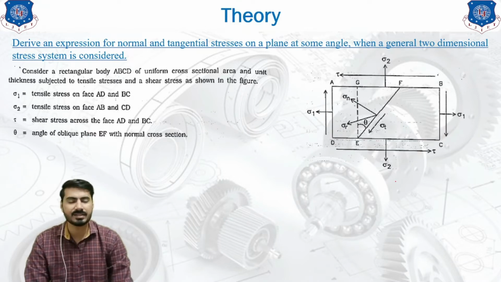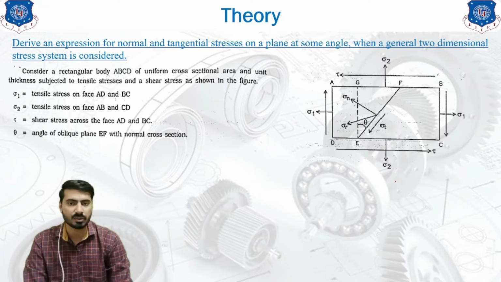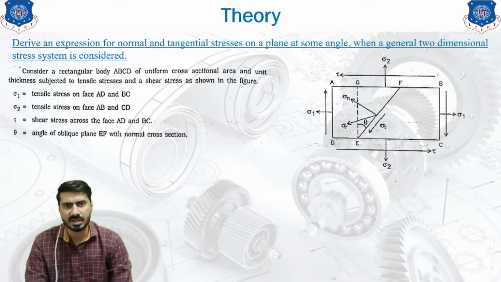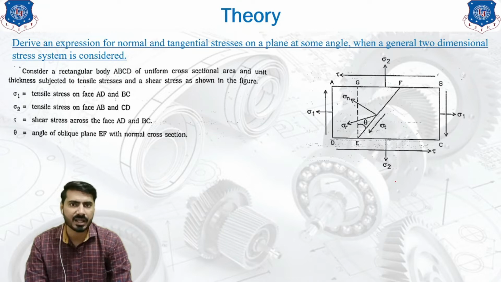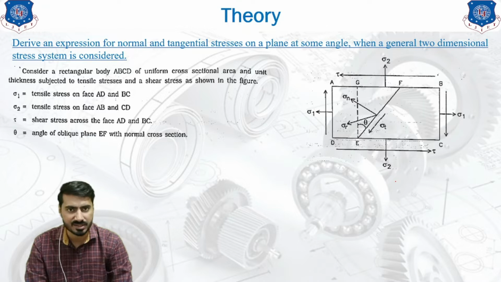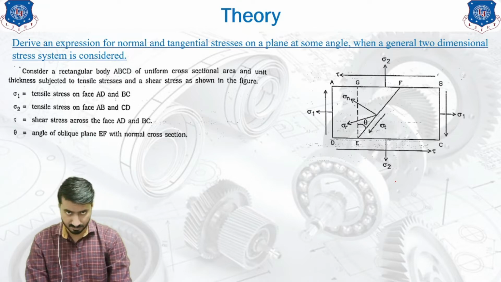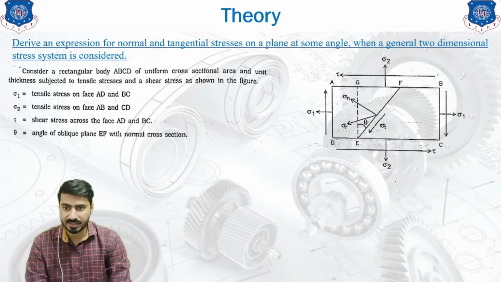Let's say this is our body. It has a rectangular shape. This might be any shape. It may be of a triangular shape or a square shape, circular, anything. But we are taking one example of a rectangular body. So let's assume that this is the ABCD body, which is subjected to a two-dimensional general stress system, which consists of sigma 1 and sigma 2, two direct stresses, and tau 1 shear stress. All the things we have listed on your screen.